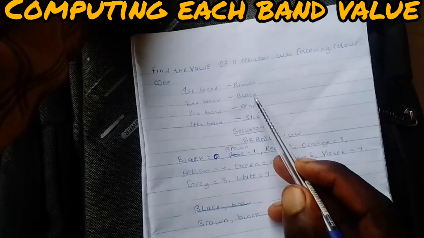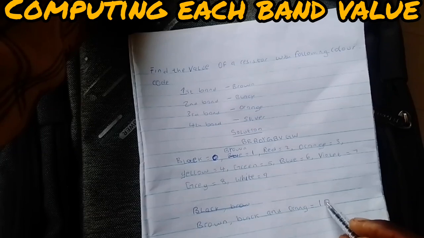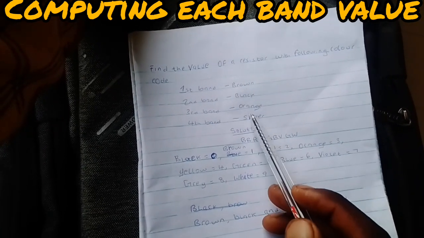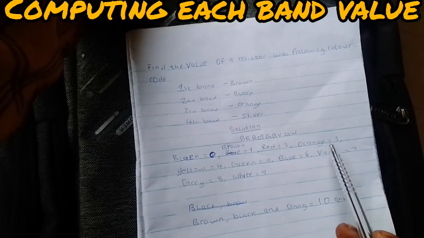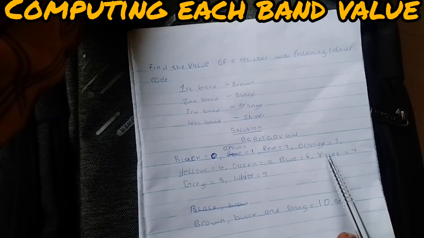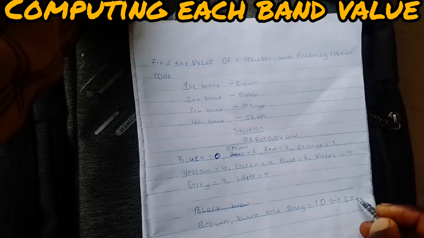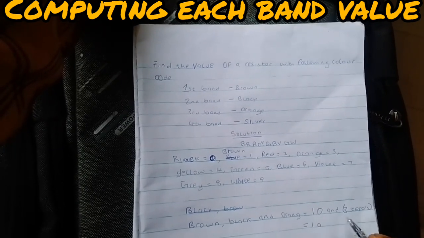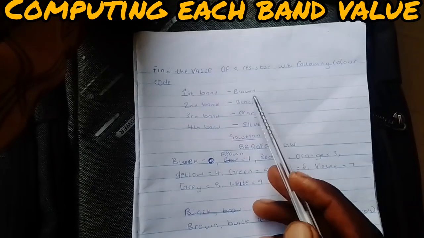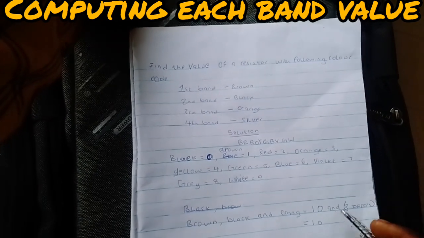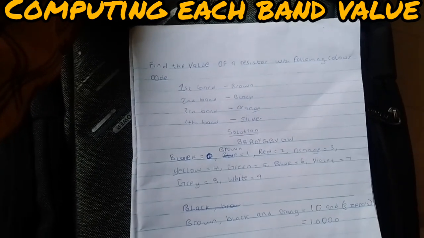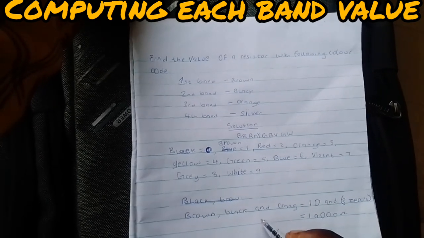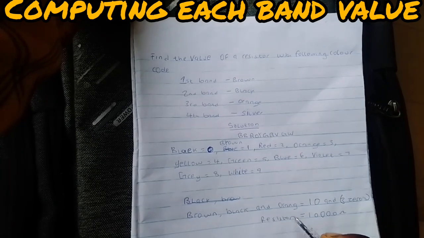Brown is 1, so I'm going to put down 1 the way it is. Black is 0, so I put down 0 the way it is. But the third band has a special meaning. Whatever number we have for the third band, for instance, orange is 3, I will take that 3 to be 3 zeros. So I write 3 zeros attached to that 10. Can you see that?